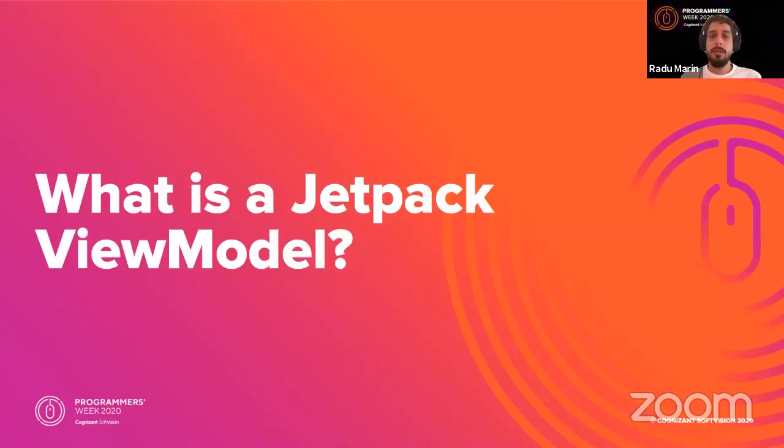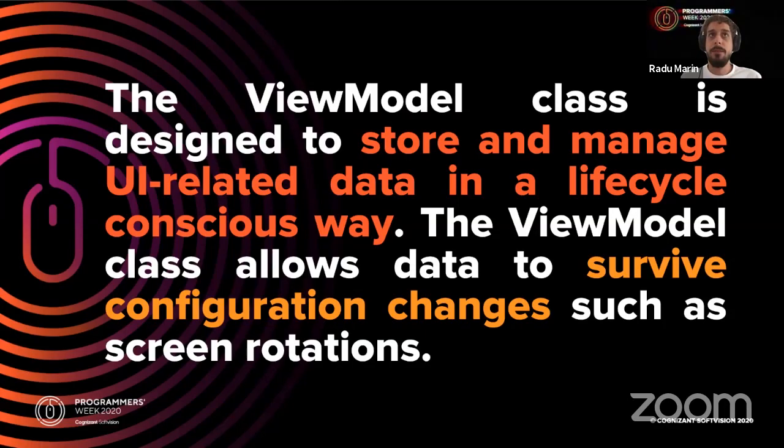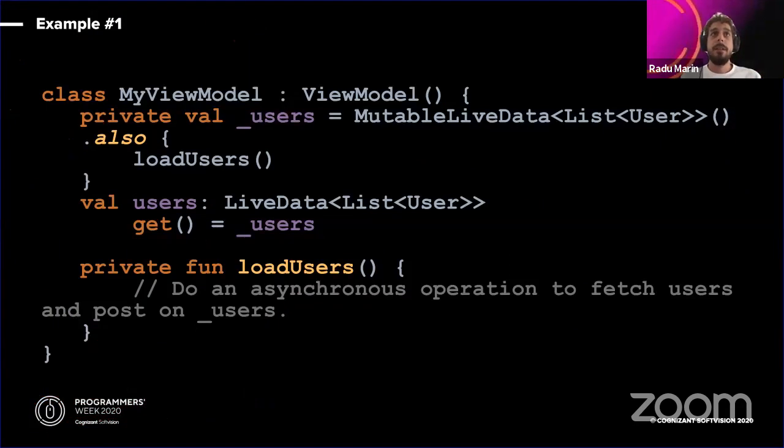Okay, so let's see. What is a Jetpack ViewModel? If we look at the basic definition from the documentation, it's an in-memory data store that serves data to your UI, and it doesn't need to care about configuration changes. It is lifecycle aware. Your view should be dumb, and it should only be using data served by the ViewModel, right? So let's look at an example.